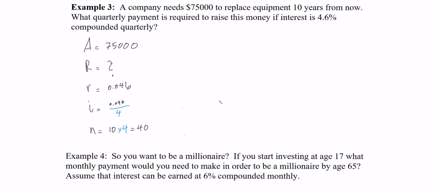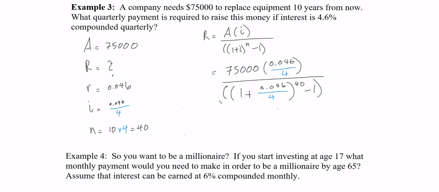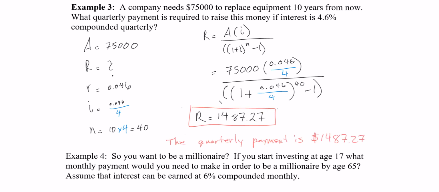Now do your appropriate equation and do your appropriate substitution to get this. Notice the double bracket that starts the bottom. And now here's our final answer. And we calculate our quarterly payment to be $1,487.27. You'll notice that with each of the problems that we've done, we've always put a final solution to each problem.